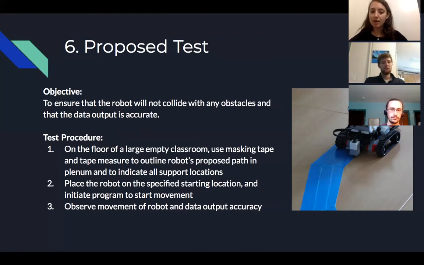Because in the plenum you can't really see with the tiles where the robot is moving, we thought it would be best to do this in an empty classroom and just modify the experiment to just show what it would actually look like, so we can visually see where the robot is moving on this path and make sure that it's staying in line. So after placing the robot on the starting location and initiating the program to start movement, we would observe the robot and make sure that all the data is also being output to the IP address accurately.